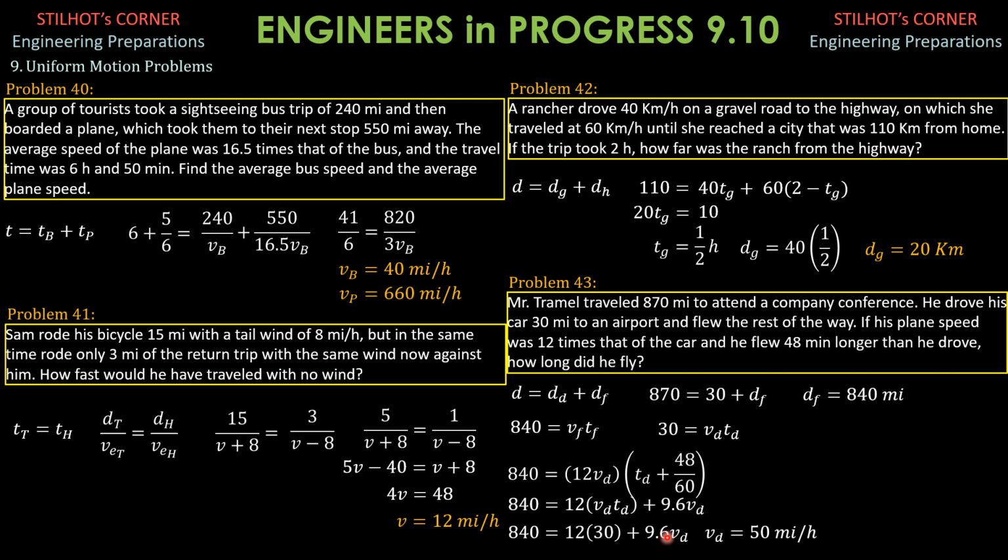Since the question is how long did he fly, let's compute the travel time while driving, 30 over 50. So from this equation, 30 equals 50 T sub d. So T sub d is 0.6 of an hour. Then the total travel time while flying is equal to 0.6 plus 48 over 60. 48 over 60 is 0.8. So 0.6 plus 0.8 is 1.4 hours.